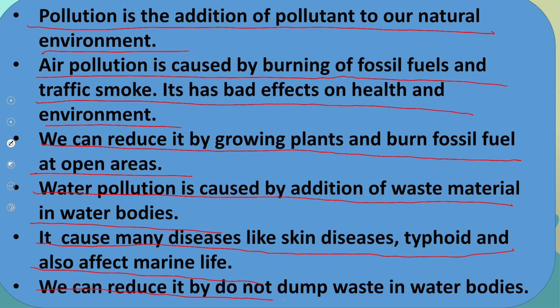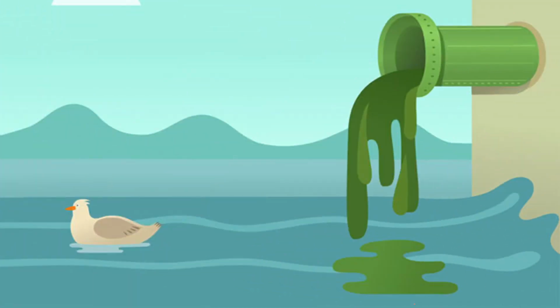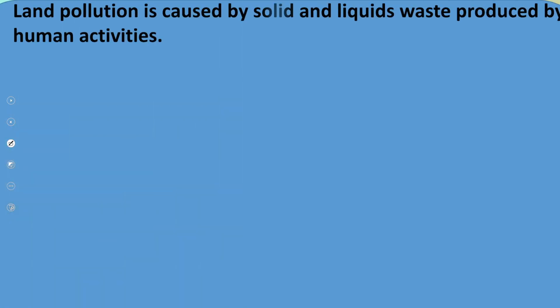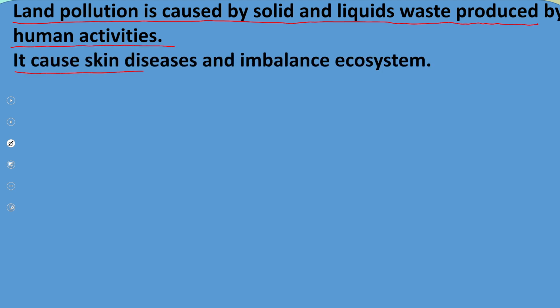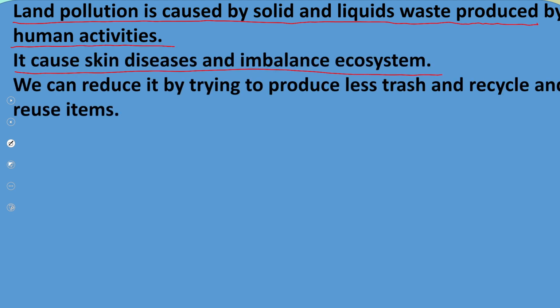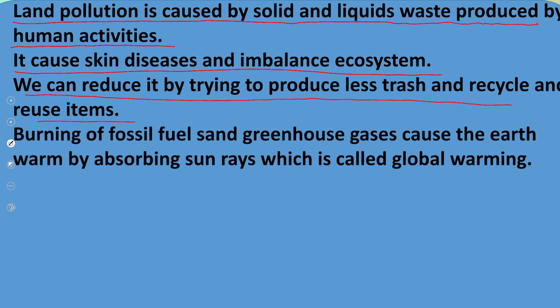We can reduce it by not dumping waste in water bodies. And then we discussed that land pollution is caused by solid and liquid waste produced by human activities. It causes skin diseases and an imbalanced ecosystem. We can reduce it by trying to produce less trash and by recycling and reusing items.